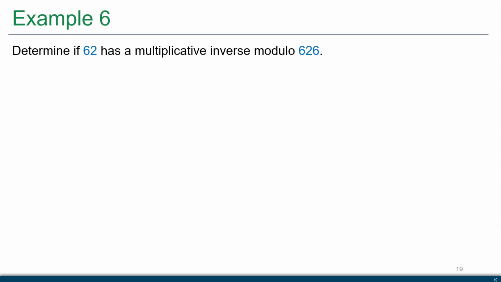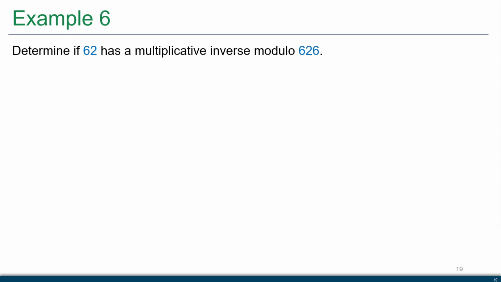So in this example, we want to determine if 62 has a multiplicative inverse in modulo 626. If we didn't have that last theorem, what would we need to do? Well, the elements inside of Z mod 626 are 0, 1, 2, all the way up to 625. I'd have to take each one of those, multiply it by 62, and then determine if the congruence class that we end up with is 1.